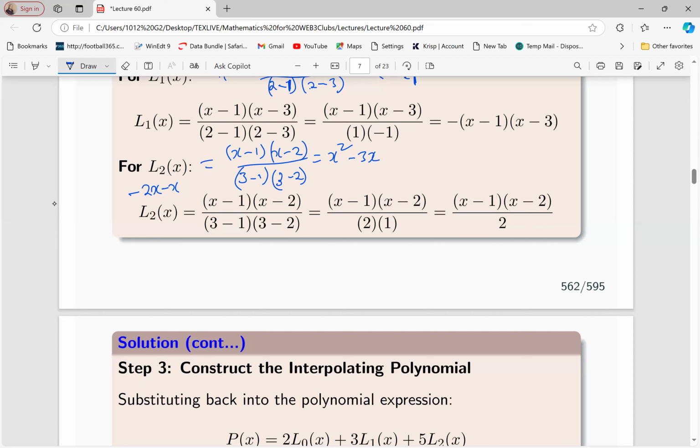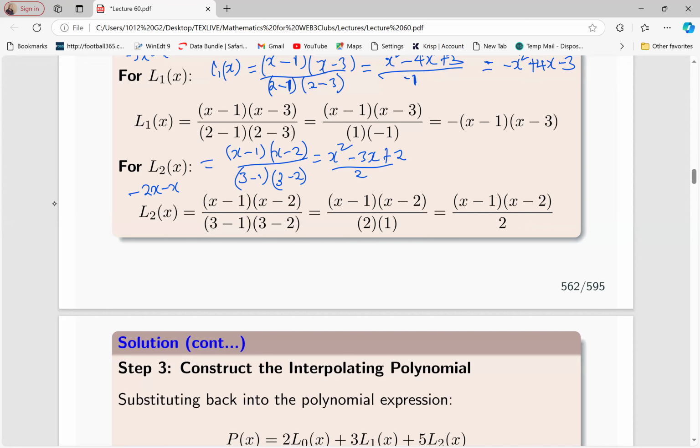And then negative 1 times negative 2 will be positive 2. What about the denominator? The first bracket gives us 2, and the second bracket gives us 1. So 2 times 1 is 2. You can leave it at that. You can say it's simplified, although we know you can go further.